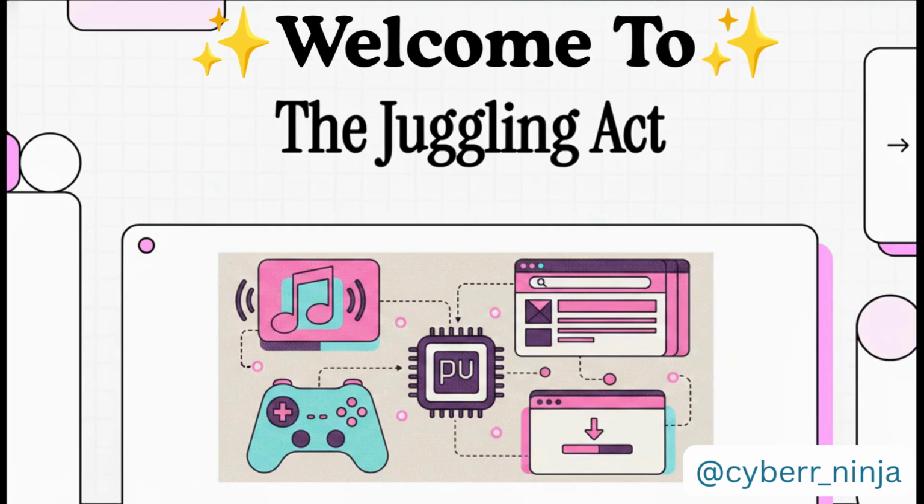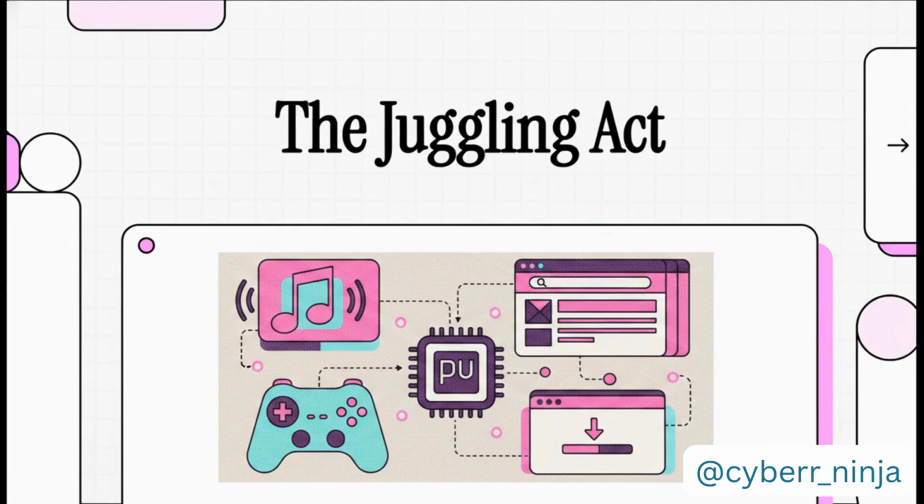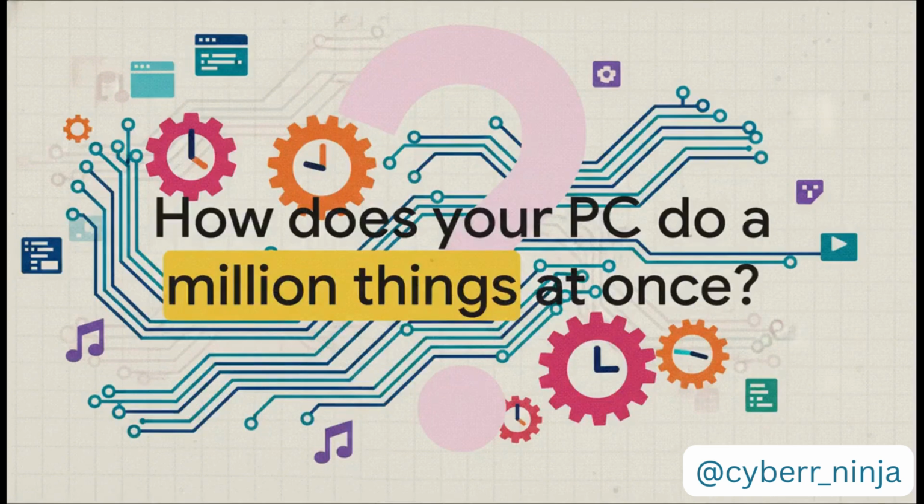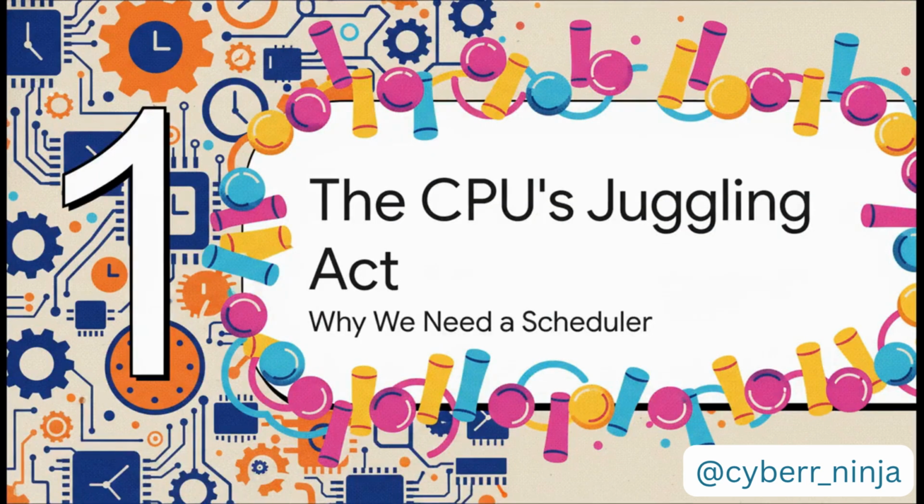Ever wonder how your computer can stream music, run a dozen browser tabs, and download a game all at the same time without literally catching fire? Well, it's not magic. It's actually a masterpiece of digital traffic control called CPU scheduling. And today we're going to break down exactly how it works. Okay, let's dive right in.